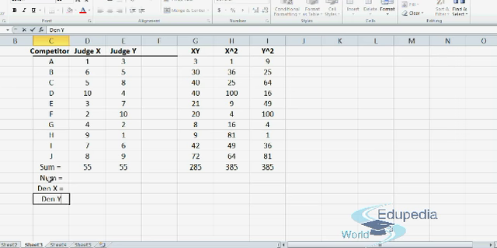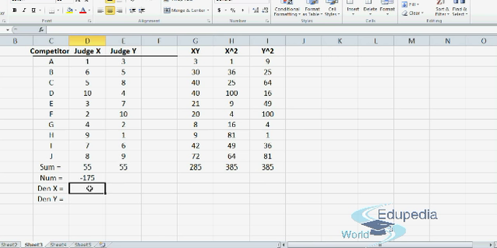and denominator we shall take in two parts, one for x and one for y. Okay, so numerator here, the formula is n, which is 10, n multiplied by summation xy, which is this, okay, minus summation x into summation y, this value into summation y, which is here.